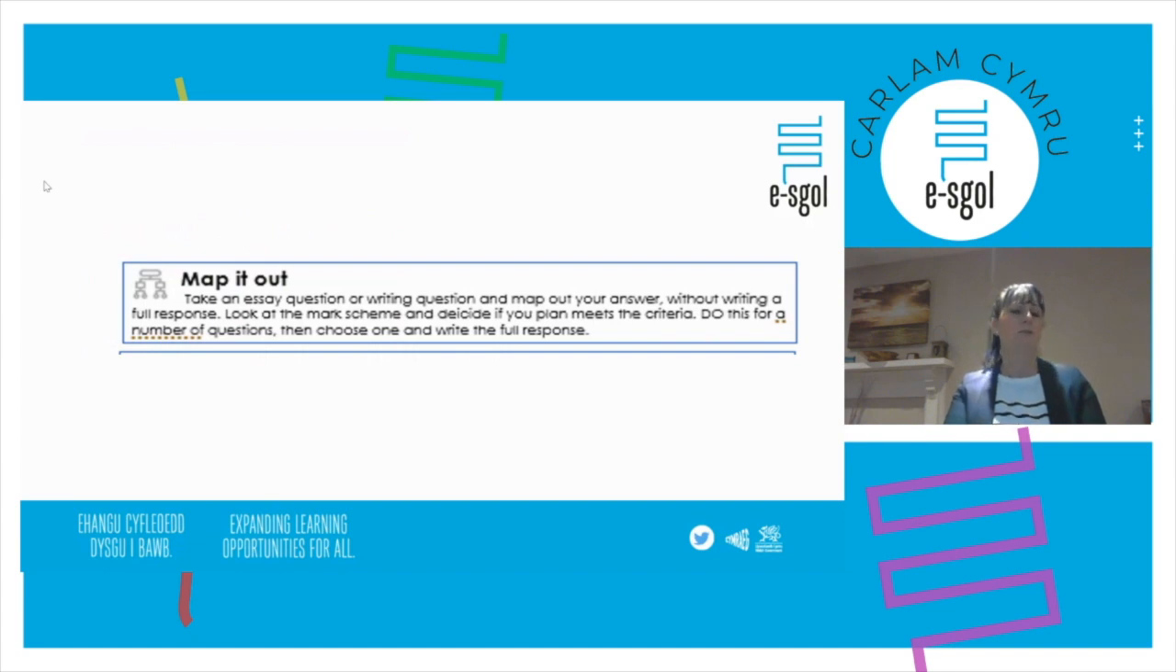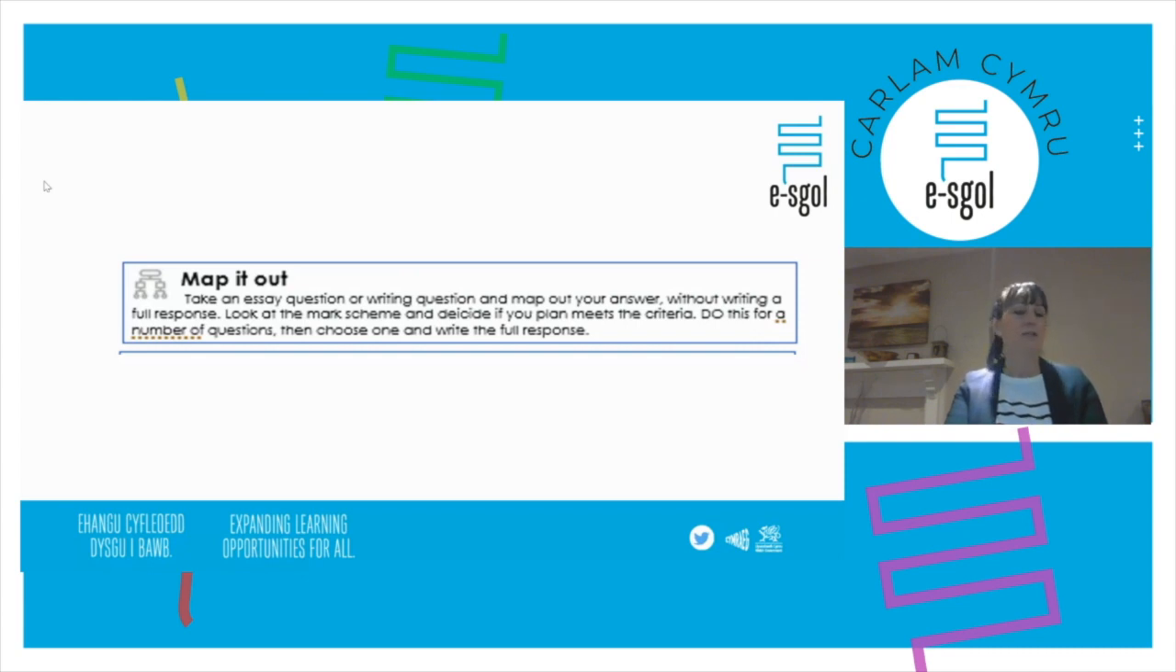Another technique you could use is to map it out. Now, this is really good if you're short on time and you want to be able to revise and plan an answer, but you don't necessarily want to write it all out. So if you take an essay question and you map out your answer, you don't write it in a full response, you actually bullet point the main bits that you would put into that answer. And then you can check with the mark scheme if you wanted to, to decide if your plan meets the criteria regarding marks. And you could do this for a number of questions.